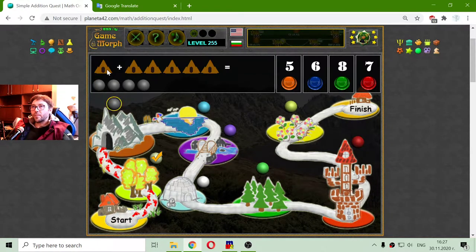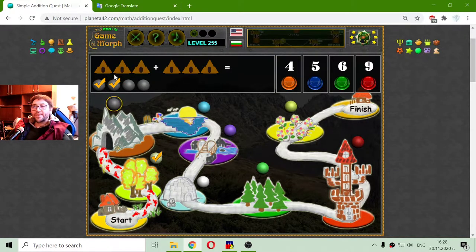I have one passage plus 2, 3, 4, 5, 6. Plus 5. This is 6 passages. Then we have, let's say, this is a cave. 3 caves plus 5 caves. This is 8 caves.